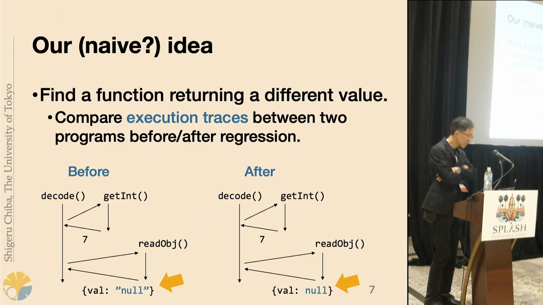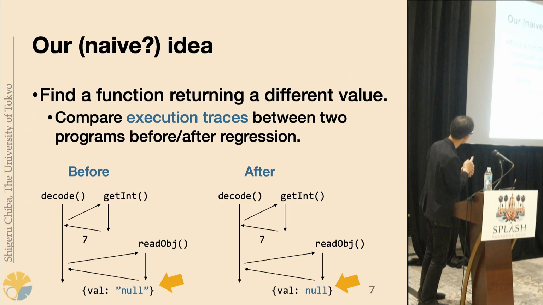So let's look at the return value. When regression happens, a function should return a different value, I mean, within the trace of the execution. So our tool Bugfox records execution traces and compares them between the two programs before and after regression.